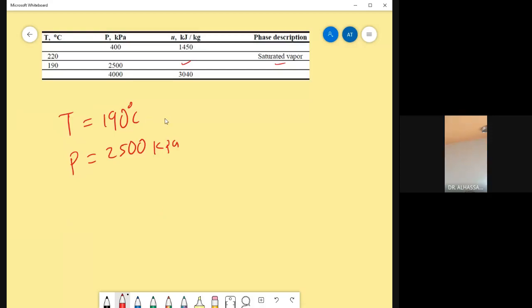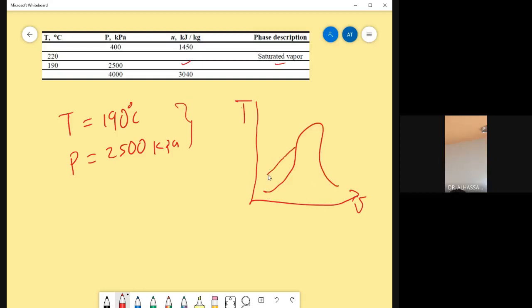There are two options by which we can approach this question. One option is that, in order to determine the state of the fluid, we can find the saturation temperature using the TV diagram, like this. So finding T saturation at 2,500 kilopascal, or 2.5 MPa.